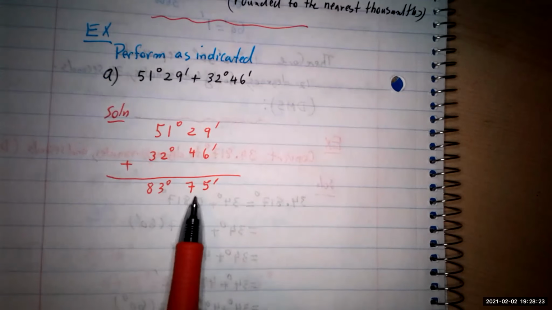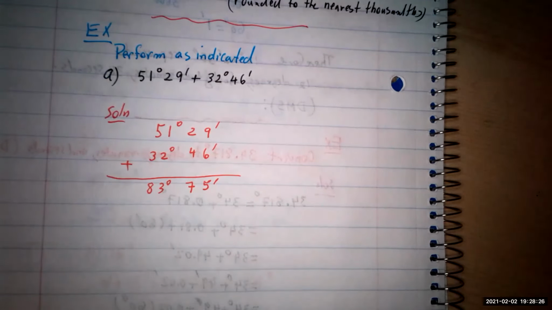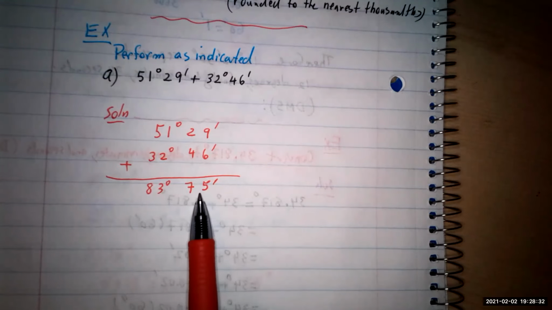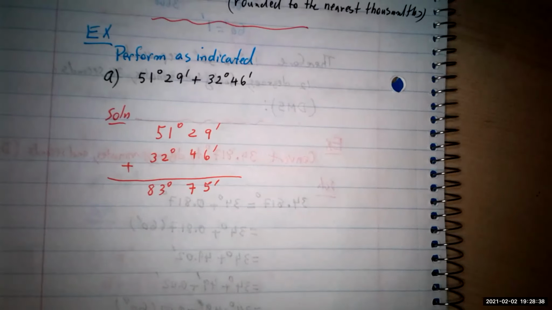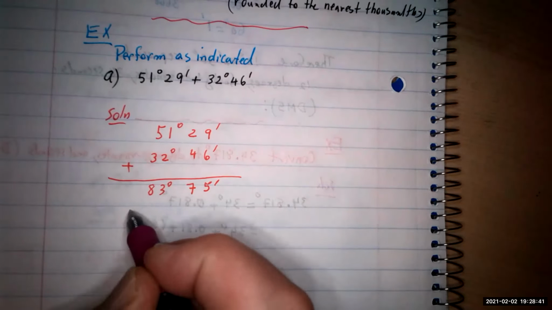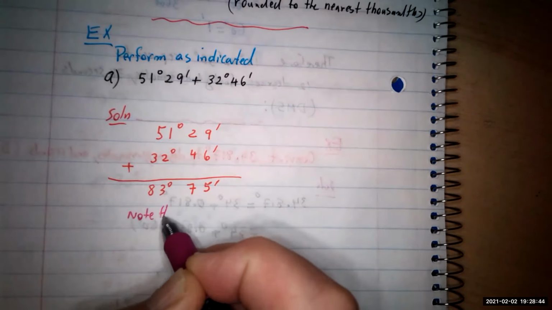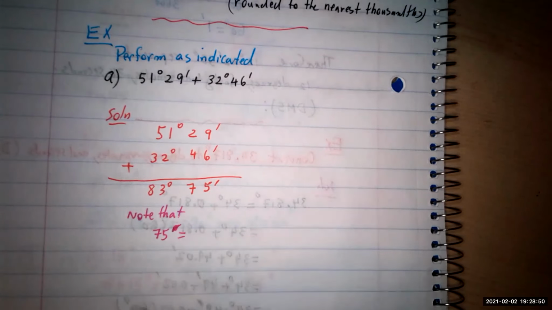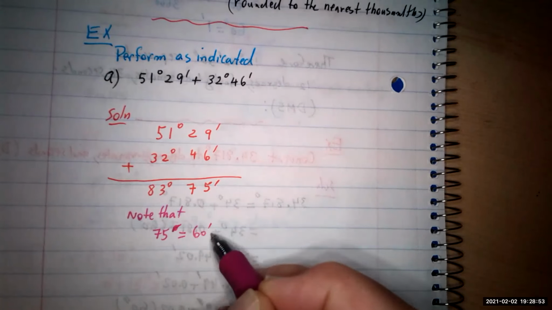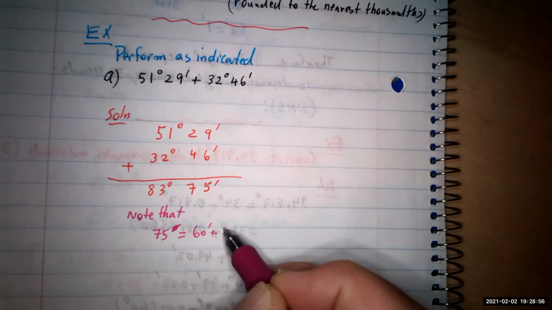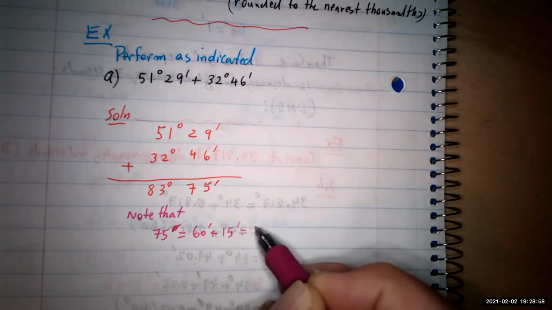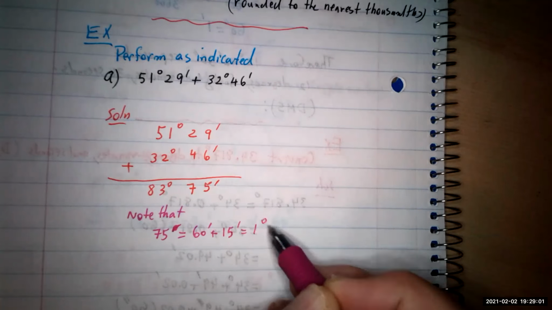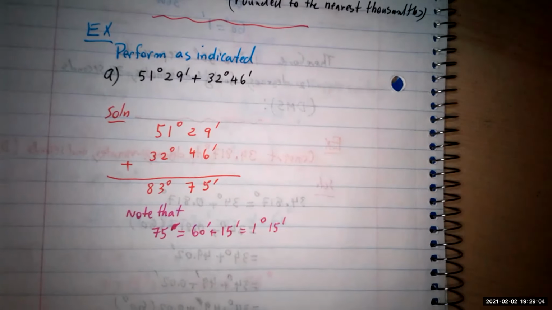But you know that this is over 60, so you have to simplify it. 75 minutes is over an hour, over a degree, so you can borrow. You're not done. You know that 75 minutes is 60 minutes plus 15 minutes, but the 60 minutes is one degree. So it's going to be 1 degree and 15 minutes.